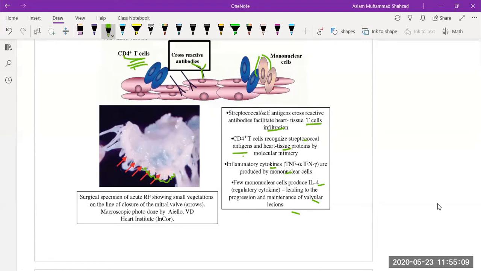like small finger-like projections on the line of closure of the mitral valve. So this projection will clearly appear around the valve, or around the closure of the mitral valve.